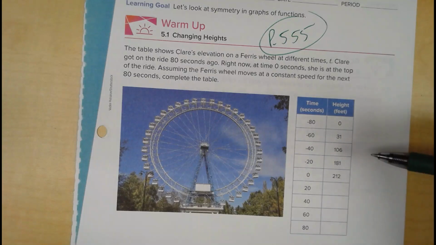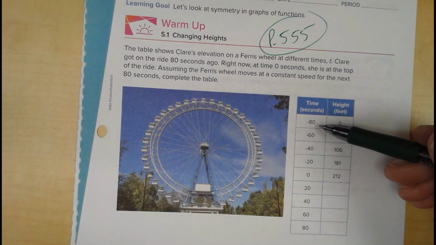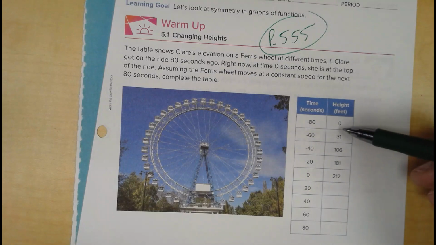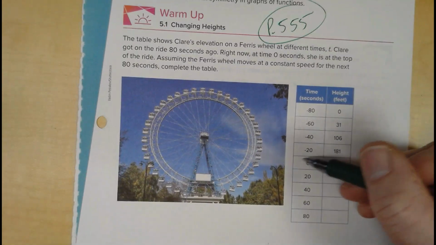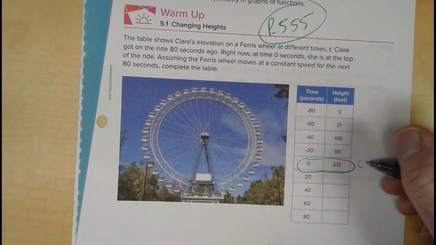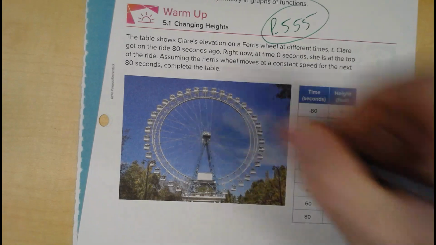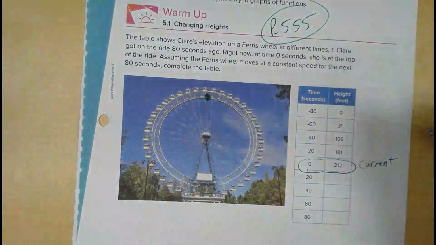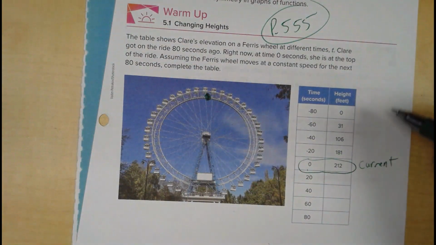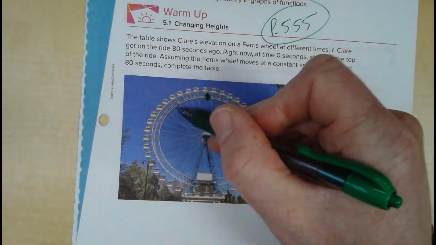And it says that 80 seconds ago, which would be there, she was at the bottom of the ride. So right now, at our current time, C-U-R-R-E-N-T, current time, she's at the top of the ride. She's right there. Okay, so what's going to happen in the next 20 seconds? She's going to come back down.